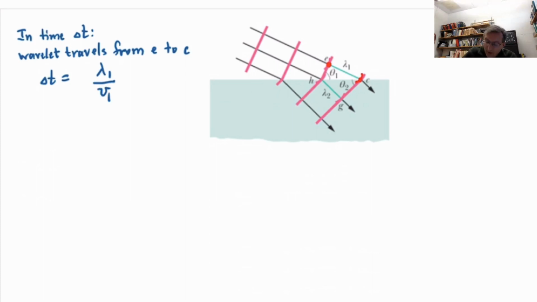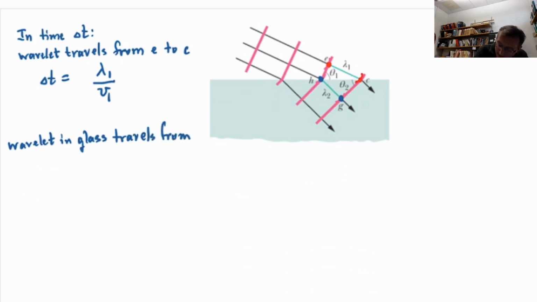Now in that same time, this point H on the wavefront is sending out a spherical wavelet, and the part of it that reaches point G is traveling in the glass. Distance lambda 2, the wavelength in glass, in the same amount of time. So in that same amount of time, a wavelet in glass travels from H to G. But the distance is now lambda 2, the wavelength of the light in the glass, over v2, the speed of the light in the glass.